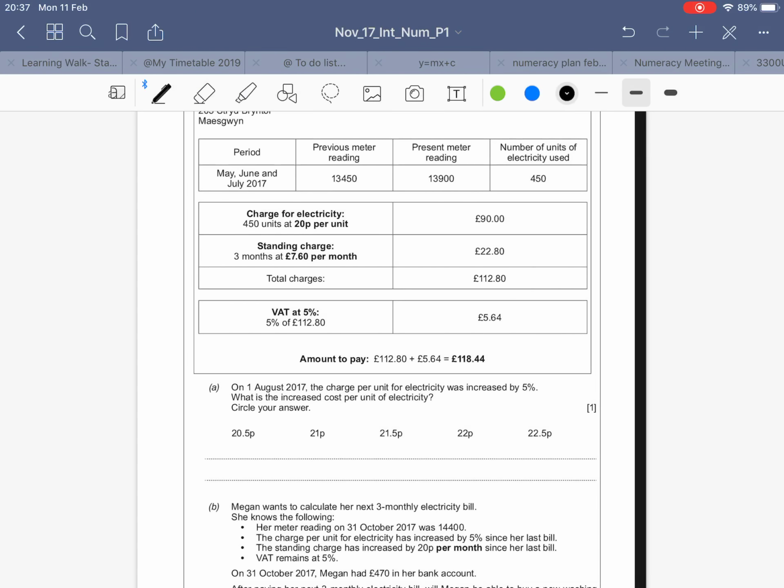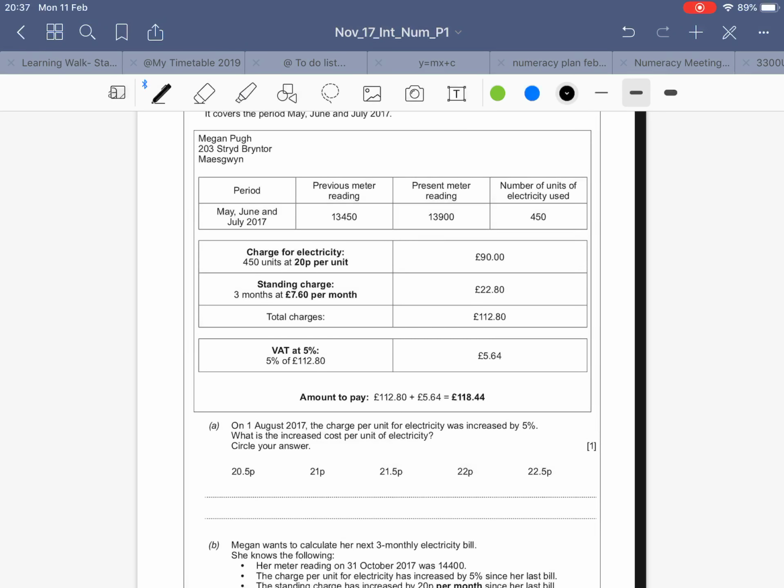To start off with, part A, the charge for electricity has increased by 5%. What is the increased price? It used to be 20. So for a 20 pence charge, 10% would be 2p, 5% would be 1 pence. So the new price has gone up by 1 pence. It's now 21 pence per unit.